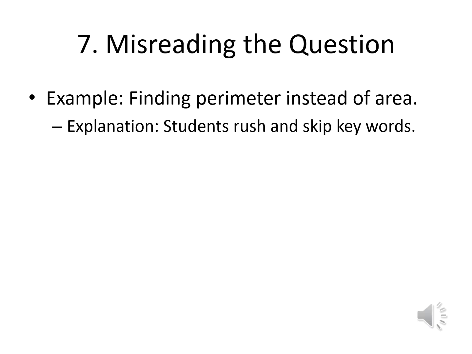A common mistake is misreading the question. Example, finding perimeter instead of area. The explanation is that students rush and skip keywords, so don't omit them, follow the instructions. If the question asks you to get the perimeter, kindly do the perimeter. If you end up doing the area, then you'll end up missing all the marks.